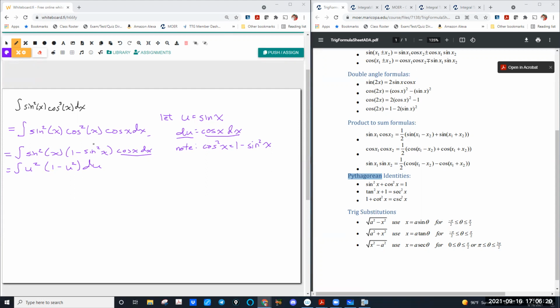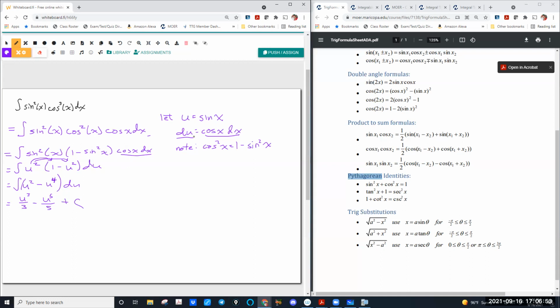All right, so now we focus on this integral in terms of u. We're going to distribute the u squared. So we get u squared minus u to the fourth du. This can be done piece by piece. We now have basic antiderivatives, u cubed over 3 minus u to the fifth over 5. It's an indefinite integral, so we'll need a plus c.